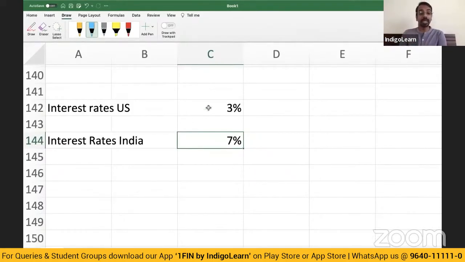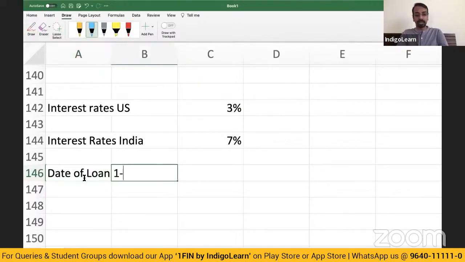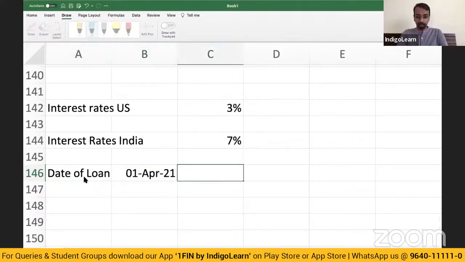What would happen is, there is an interest rate difference. But from the time you borrowed the foreign currency loan to the time you repay the loan, you have to pay an additional amount by way of exchange difference. Remember, let us assume the date of loan is 1st April of 21.